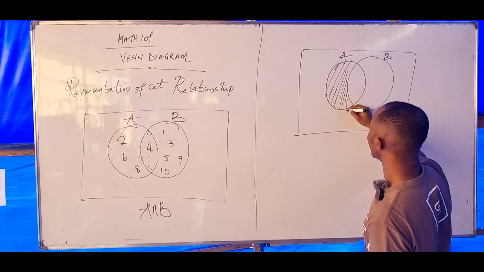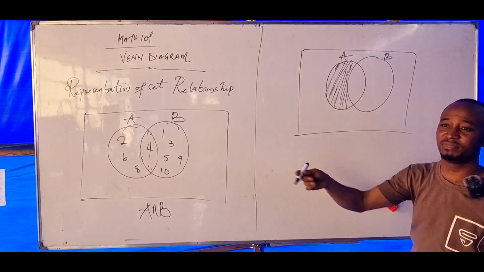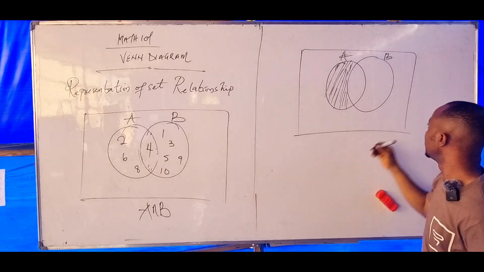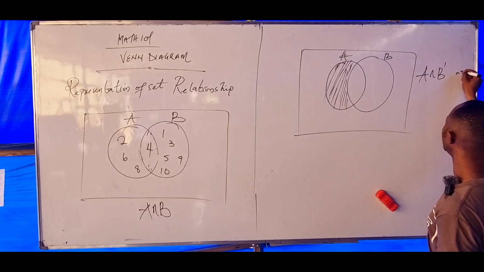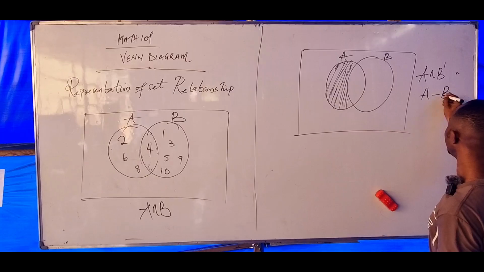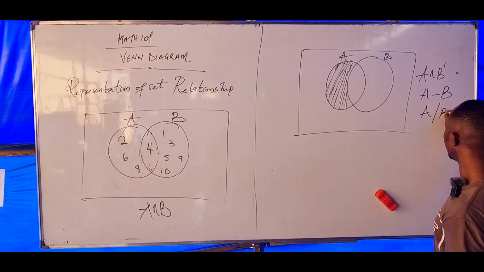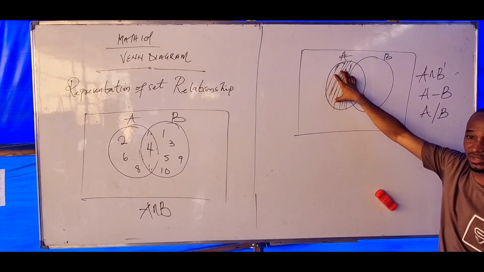This represents elements that are found in A, but not in B. Not in B means B prime. This is given as A intersection B prime, or A minus B, also A difference B, also A slash B. These three terms are the same. This means elements found in A, but not in B. That means the shaded region is there. Are you getting the concept now?